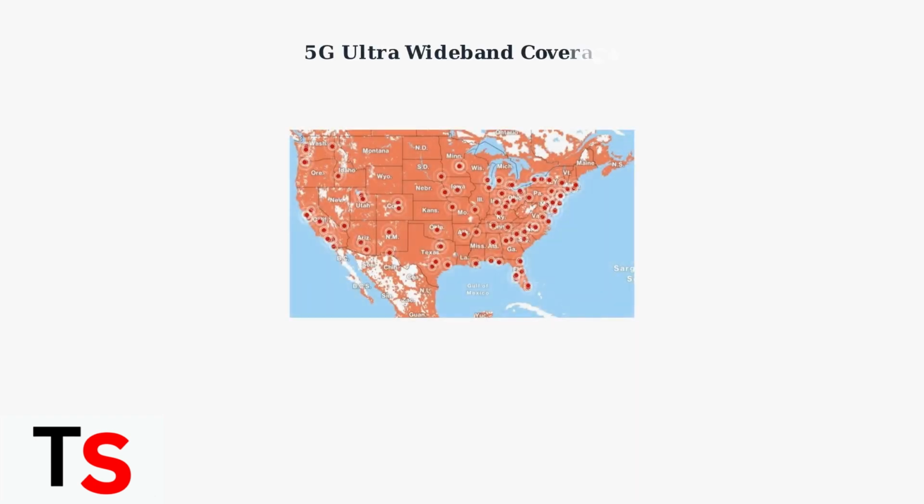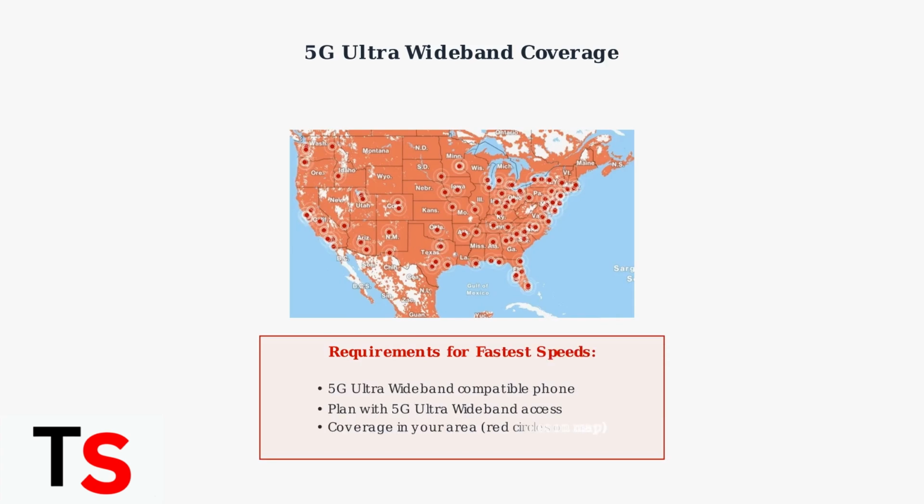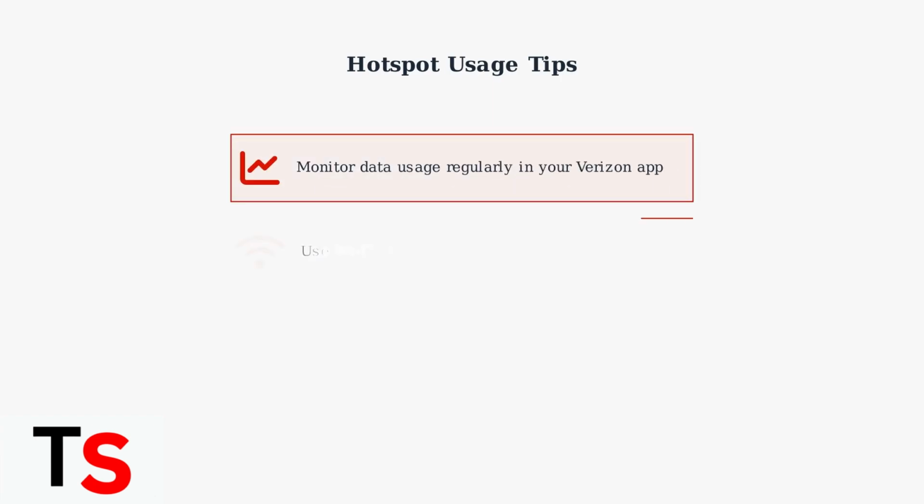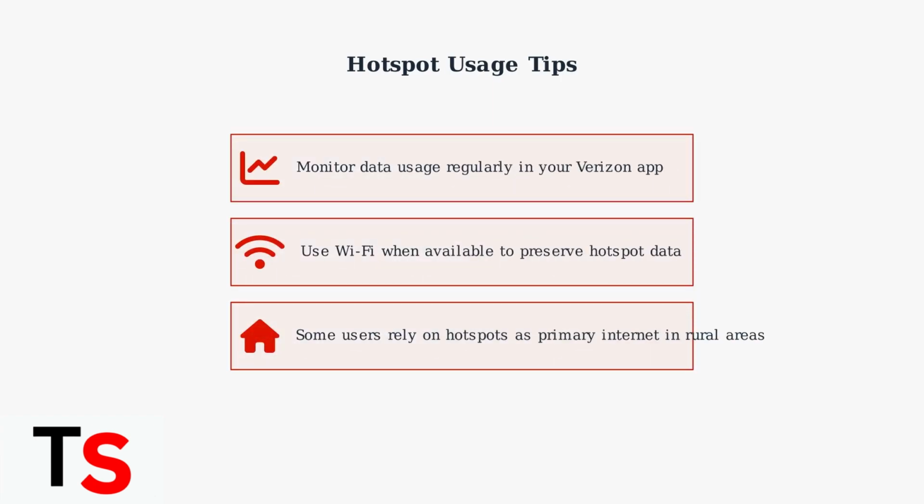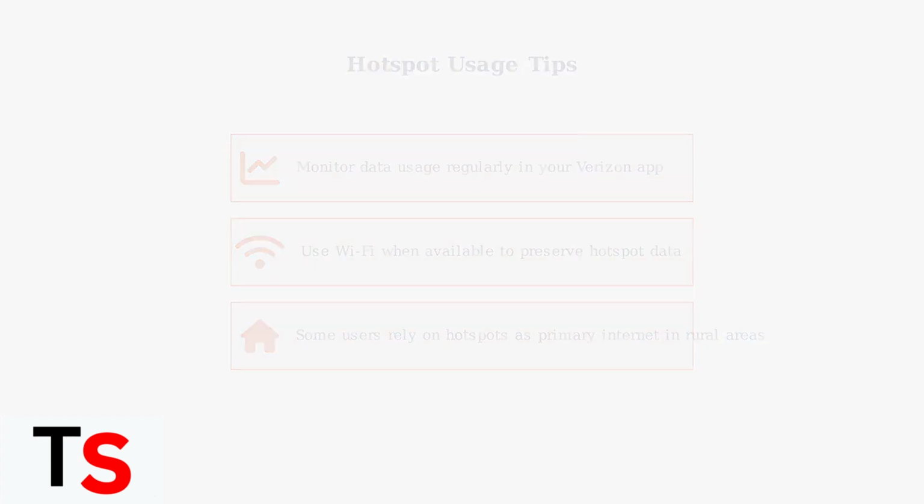For the fastest hotspot speeds, you need 5G Ultra Wideband coverage. This requires a compatible phone, a plan with 5G access, and being in a 5G Ultra Wideband coverage area. Be mindful of your data usage to avoid overage charges or throttled speeds. Monitor your hotspot usage regularly, especially when streaming video or downloading large files.